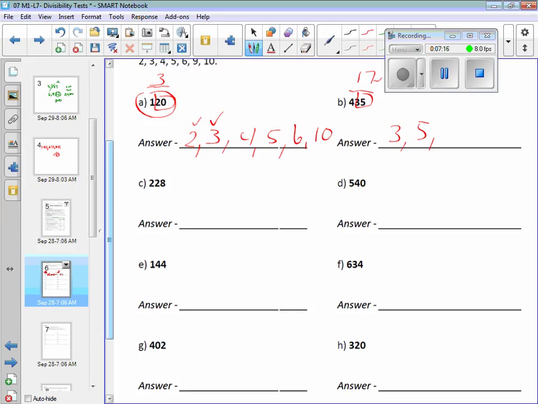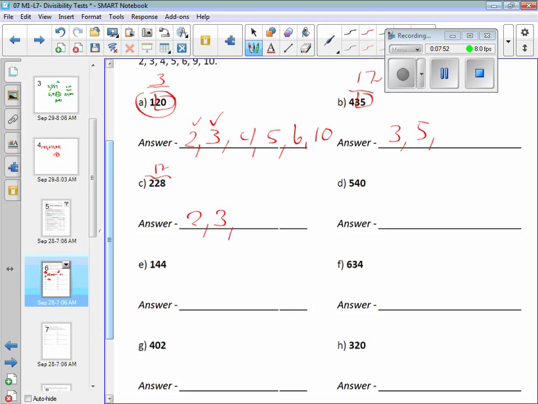Tim, yes or no for 2? For 228? Charlie? For 2, yes. Stephen Matera, yes or no for 3? No. What do the digits add up to? 14. Add them carefully. Will 3 work? 3 can go into 12.